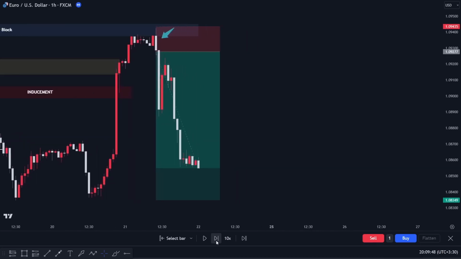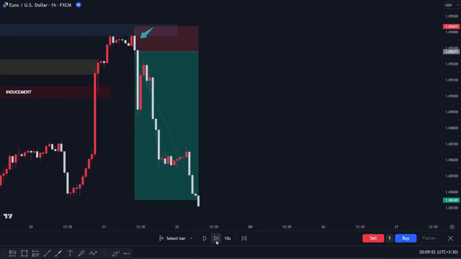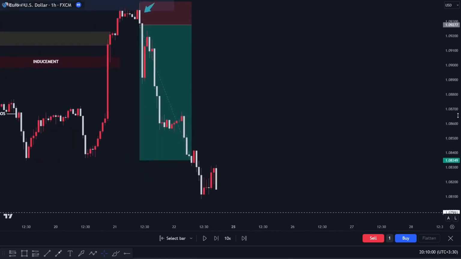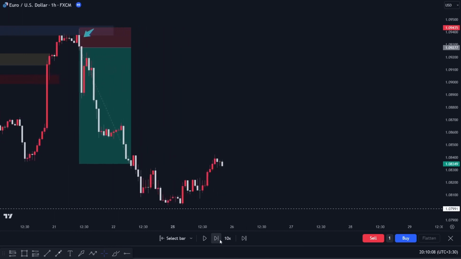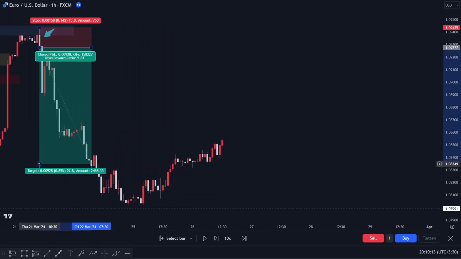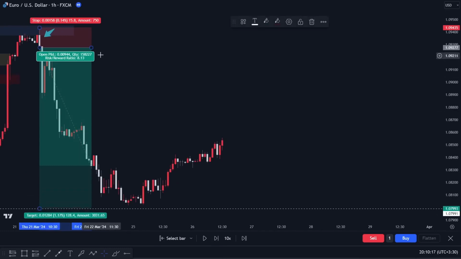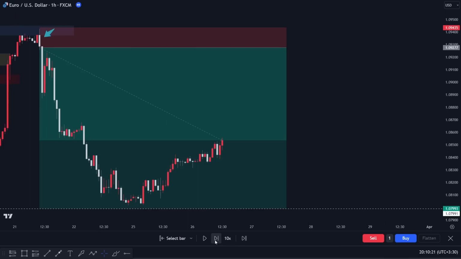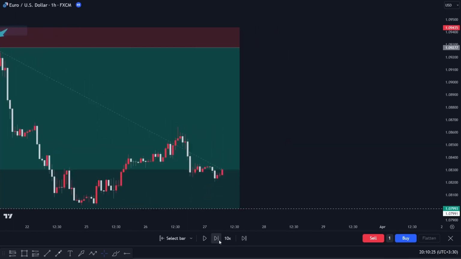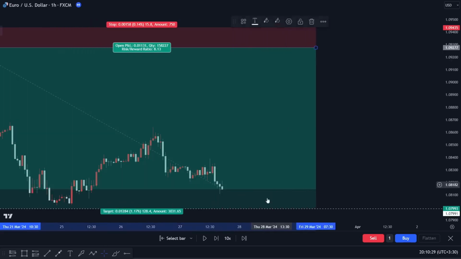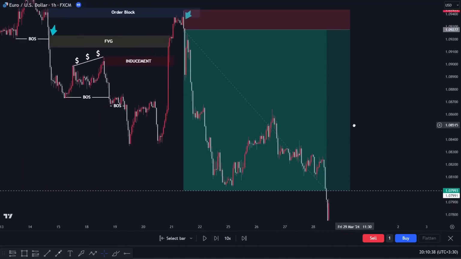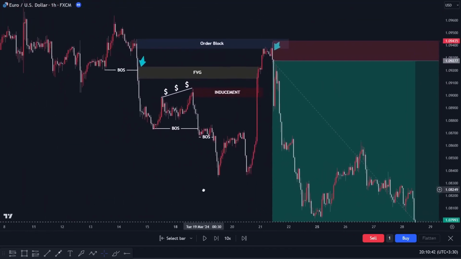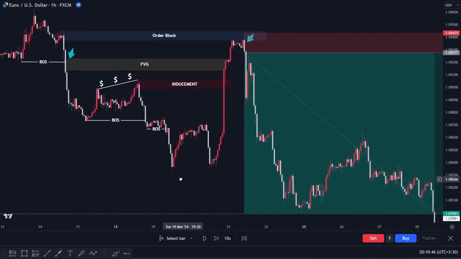The price keeps descending, and we've just reached our first take-profit target. Now we've hit the second take-profit target as well. Great to see both take-profit targets being reached. It seems like the trade played out as anticipated.